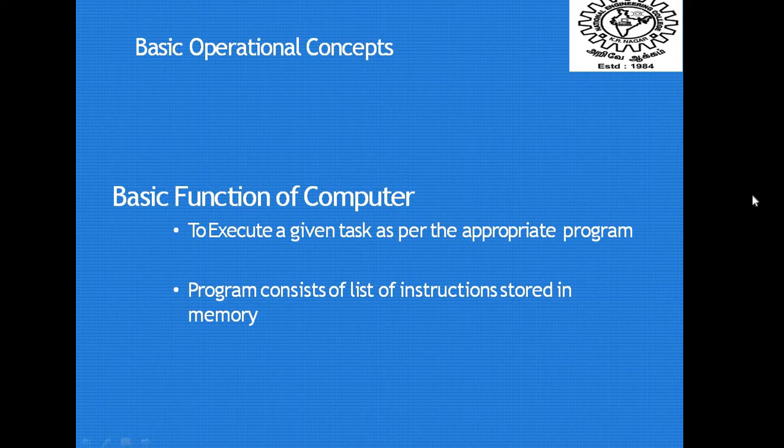Here we give a task to execute as per the appropriate program. The program consists of a list of instructions stored in the memory. Suppose you give a task, the computer will work out the task and give you back the answer as per the program you asked for. Every program contains a list of instructions. The instructions are executed, that is, carried out, and then the answer is obtained. Everything is stored in the memory, because the memory has the storing capacity.